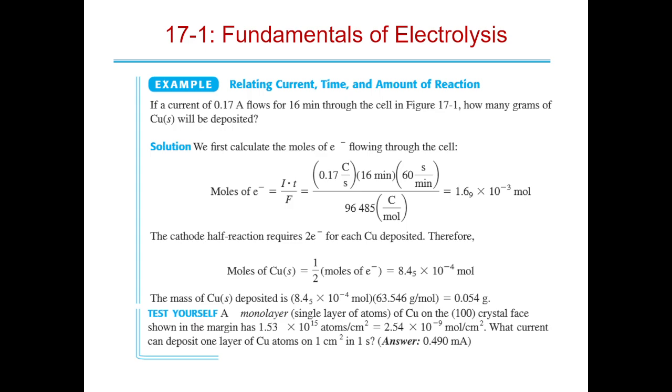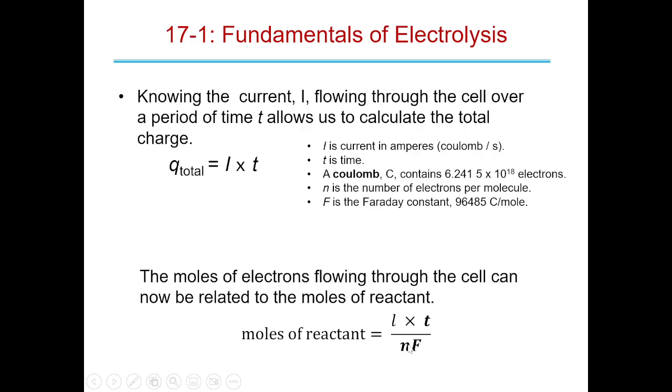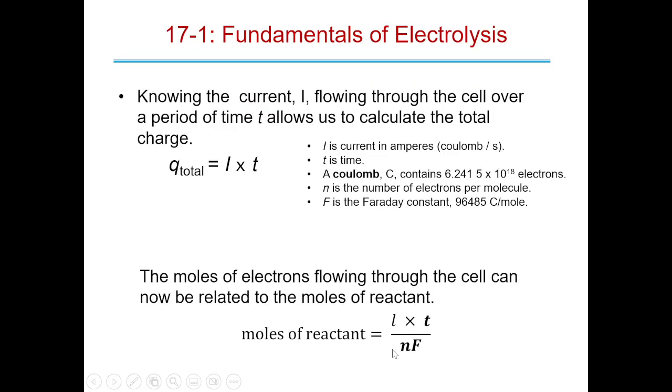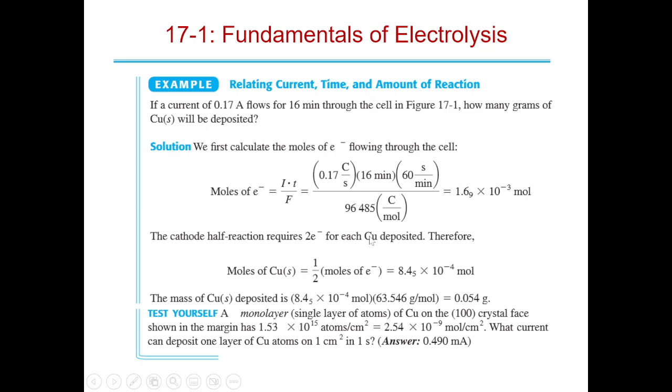This is an example of the problem. If a current of 0.17 amps flows for 16 minutes through the cell that we saw before, how many grams of copper will be deposited? So the first thing we need to do is get the moles of electrons, right? By the way, if you use this formula, notice we've dropped this term from the formula when we're doing this problem. If you use this formula, you get moles of reactants. We're doing it in 2 parts to better understand what we're doing, okay?